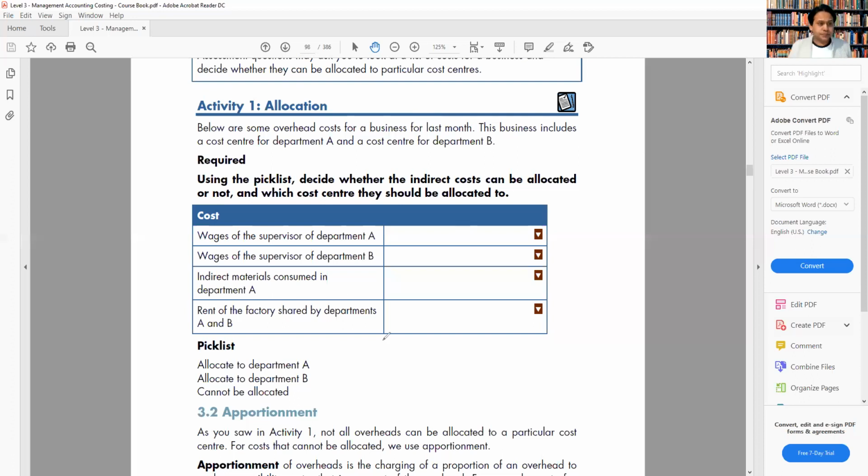Let's have a look. We will do the absorption later on, Luis. For the time being, let's focus on the allocation.